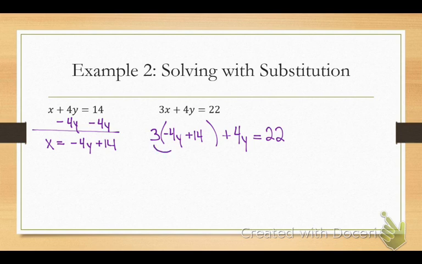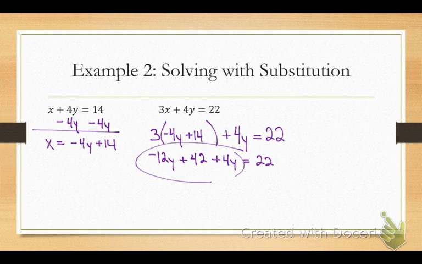Okay. 3 times negative 4y is what? Negative 12y plus 42 plus 4y equals 22. All right, please pay attention to this part because I'm seeing this mistake a lot. You are not doing opposite operations with the y's when they're on the same side of the equal sign. Do you see how they're both on the left side? So when they're both on the same side, you just combine like terms. That's all you're doing. Don't do opposite operations here. I've seen a lot of people today trying to minus 4y because they're thinking opposite.